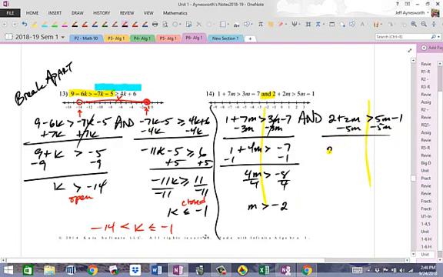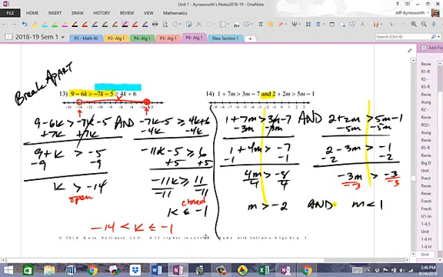I get 2 minus 3m. 2 minus 5 is -3, is greater than -1. Subtract 2, or add the opposite again. I get -3m is greater than -3. And then be careful here, when you divide by -3, you got to switch the inequality, so m is less than 1. Now, this is an and statement, right?